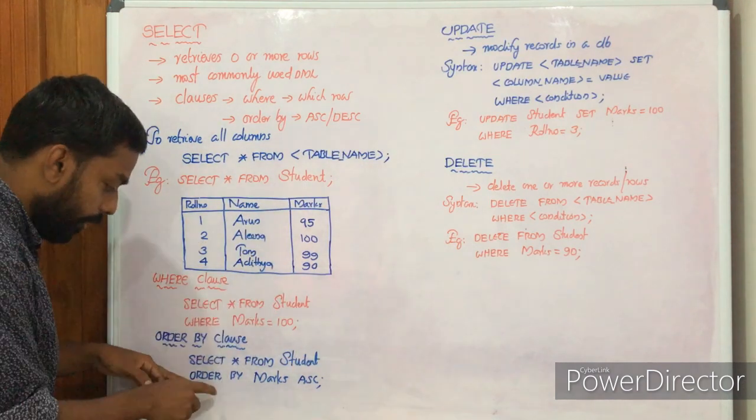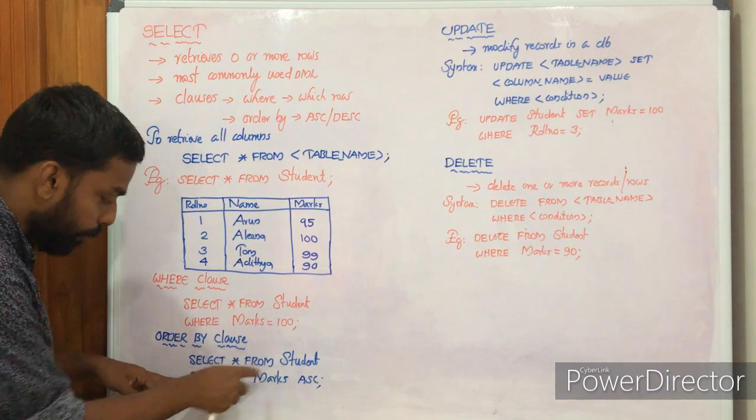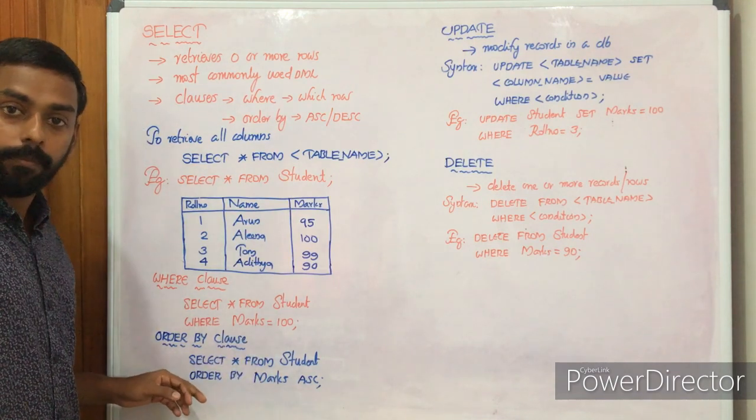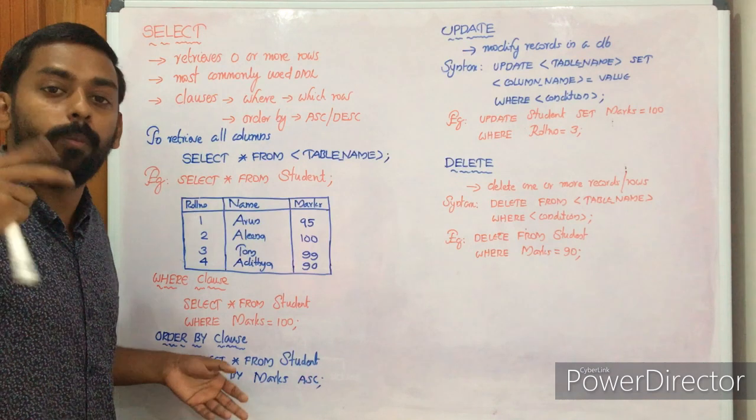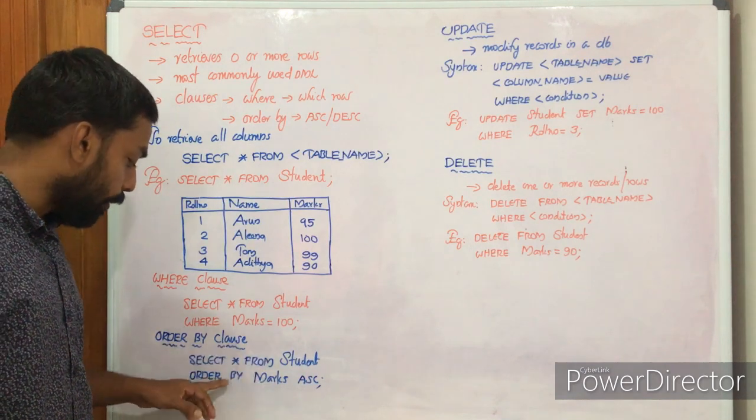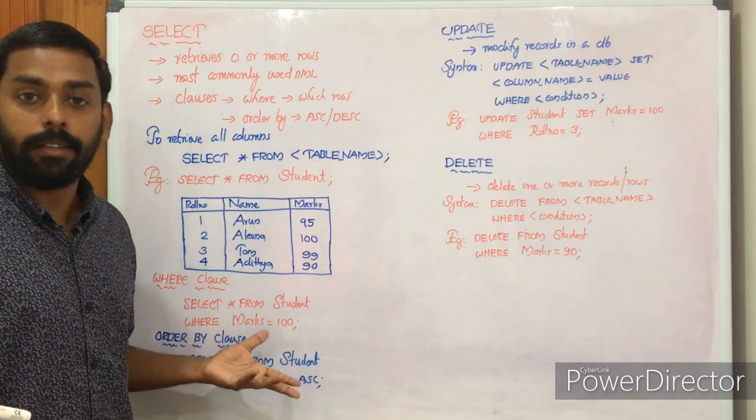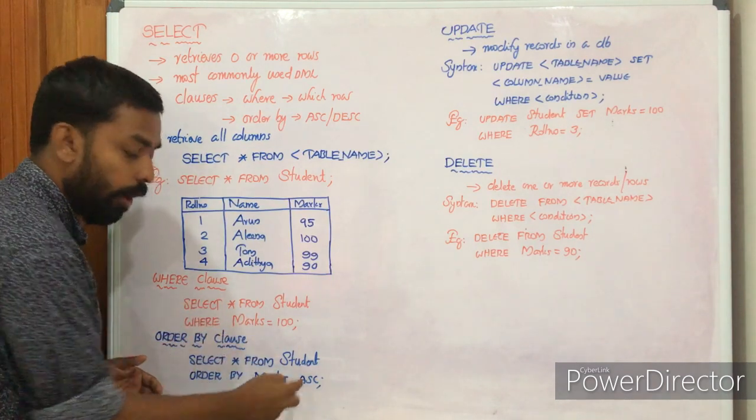Okay, we can end with like what? Select star from student, order by marks semicolon. It will be taken as what? Select star from student, order by marks ASC. Okay, meaning here we can avoid ASC.